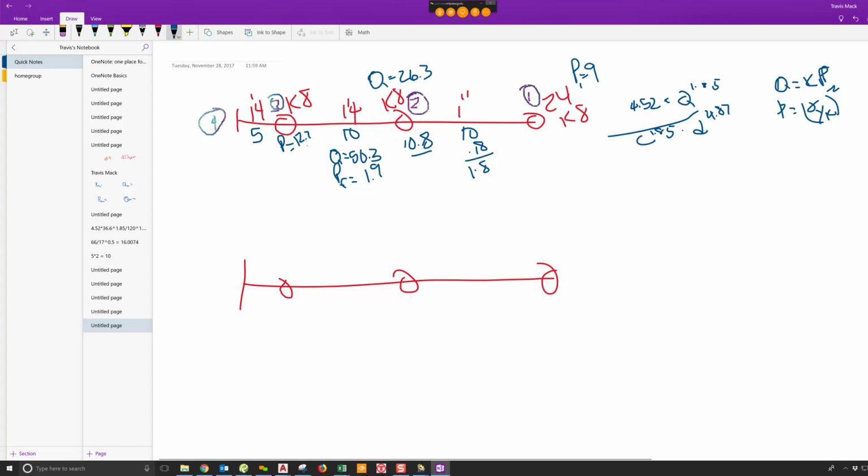Do you see that right there? Okay, so now we got to figure out the flow coming out of here. You just do Q equals K times the square root of P. So we do 8 times square root of 12.7, and that equals 28.5. Do you guys get that? Okay, cool. So now the flow going through this segment of pipe is going to be 28.5 plus 50.3, or 78.8.